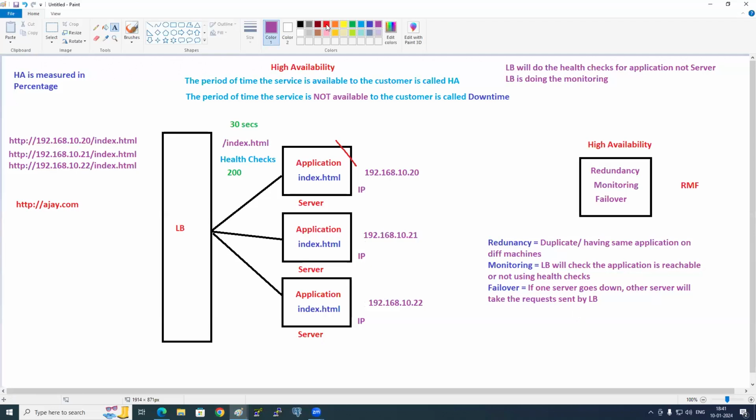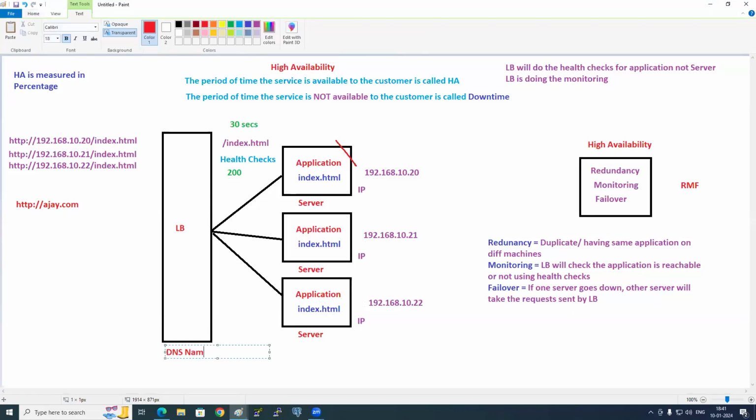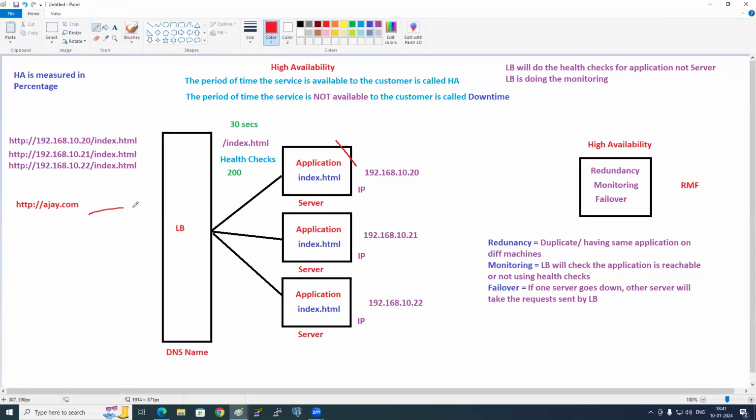So when you create a load balancer, it will give a DNS name, that is, ajay.com. Whenever someone hits ajay.com, it will go to this load balancer. Now see here. If the first server goes down, any problem to the customer? No. If the second server also goes down, any problem to the customer? No. If the third server also goes down, any problem to the customer? Yes. In a production environment, if all of a sudden all the machines are down, it's a big issue, 100%.